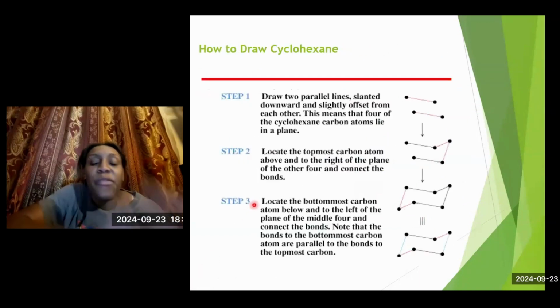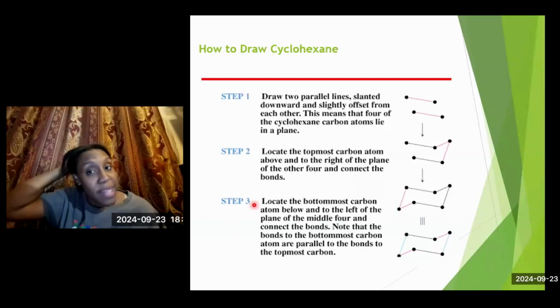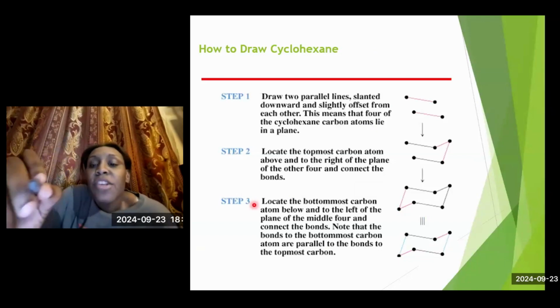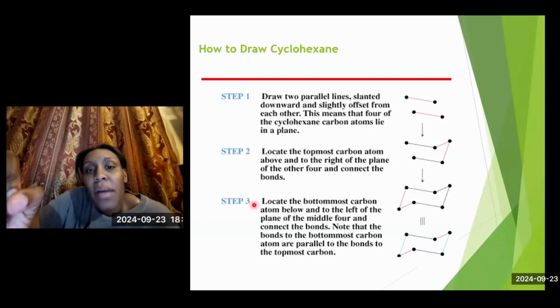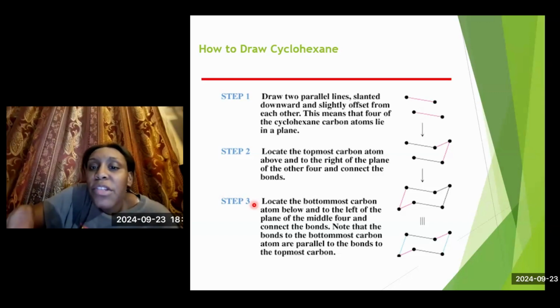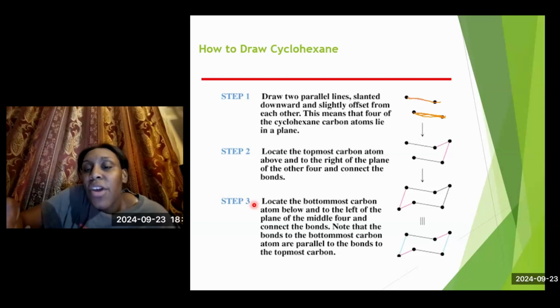So before we go any further, let's talk about how to draw a cyclohexane. There's different ways to draw them, but here are some steps that may help you in the process. You can start by first drawing 2 slanted parallel lines. From there, notice that the parallel lines stop and they're kind of staggered. They're a little offset from each other, right? This one right here starts and ends kind of staggered.